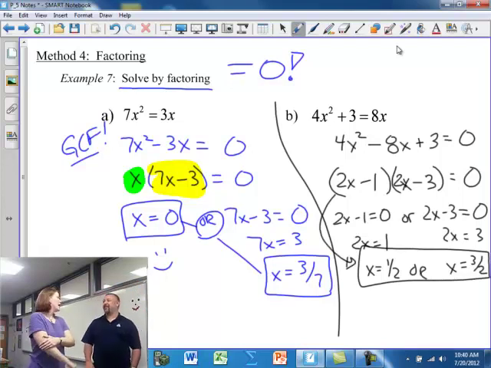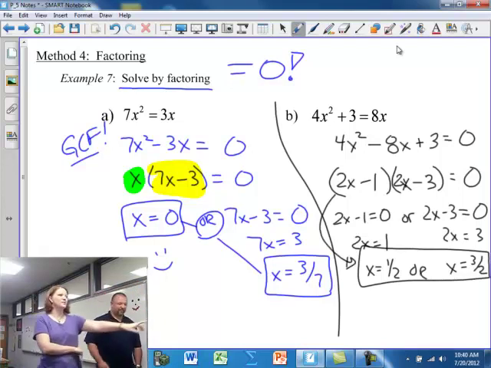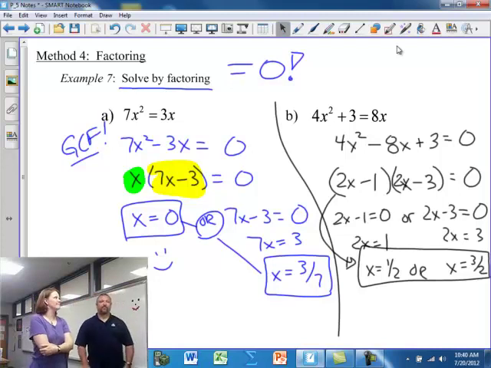Way quicker than doing the quadratic formula if you don't have to. I'm totally okay if they go from there to "I am absolutely okay." If you can look at 2x minus 1 and get x as a half, go for it. Okay? All right, so we have solved by factoring.